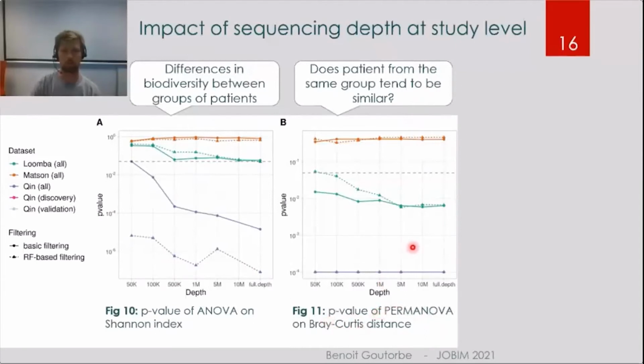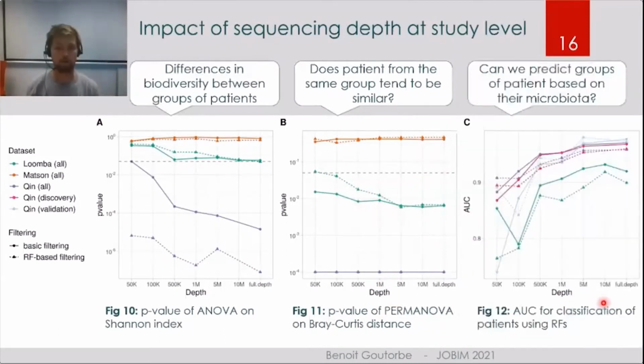And we can see again the same kind of results, so everything depends on the data set, and the effect of the sequencing depth is quite negligible, down to 500 reads per sample. Finally, we tried to see if we could predict the groups of the patients according to their microbiota, so we performed the classification with random forest, and we display here the area under the curve according to the sequencing depth.